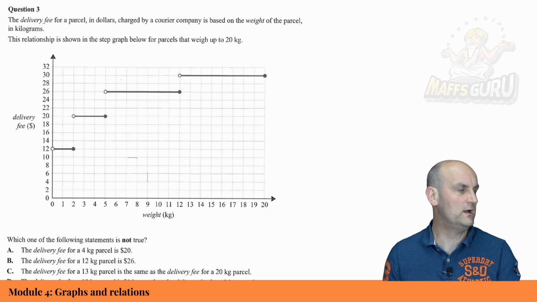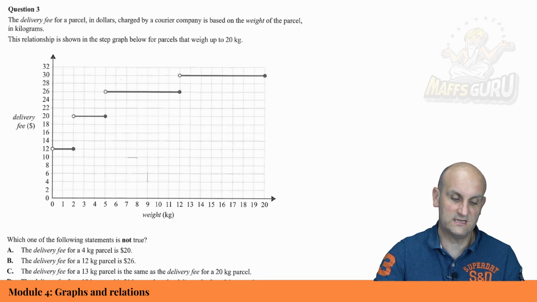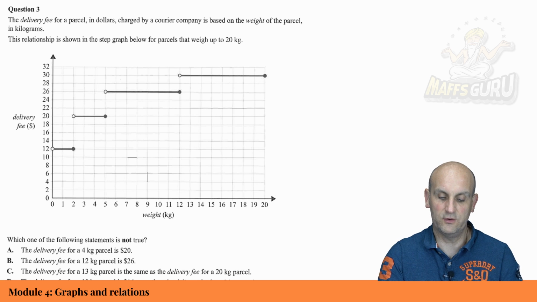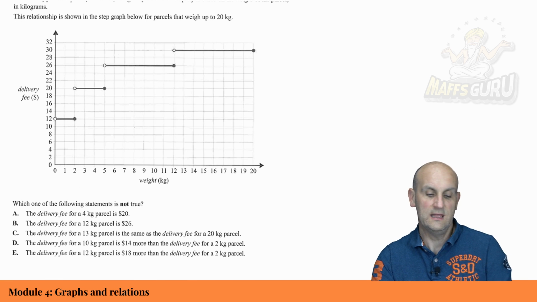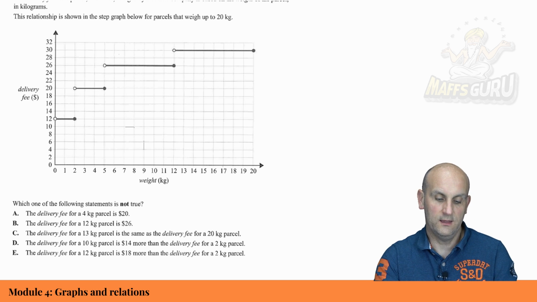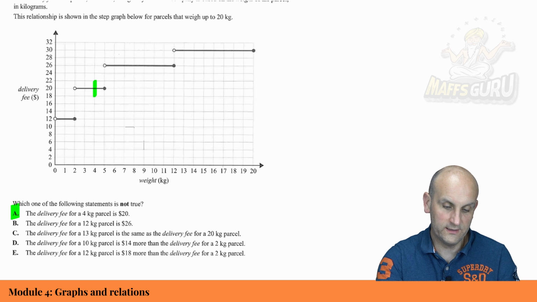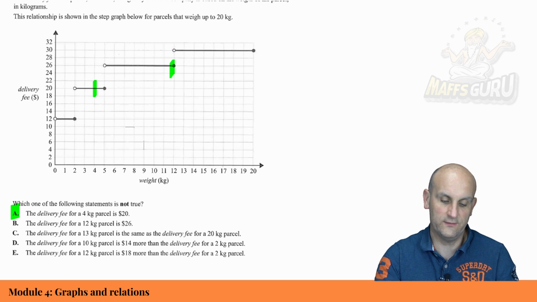Step line graph, is that called a step graph? Step graph, that's the one. Step graph was lovely. Basically, which one of these is not true? Right, so let's just have a look at a couple of them and then I'll tell you which one it was. A delivery fee for a 4 kilogram package, which is there, is 20 bucks. That's true, so that's not my right answer. Delivery fee for a 12 kilo package is 26. 12 is 26, is that right? Yep, that's right, so it's not that one.